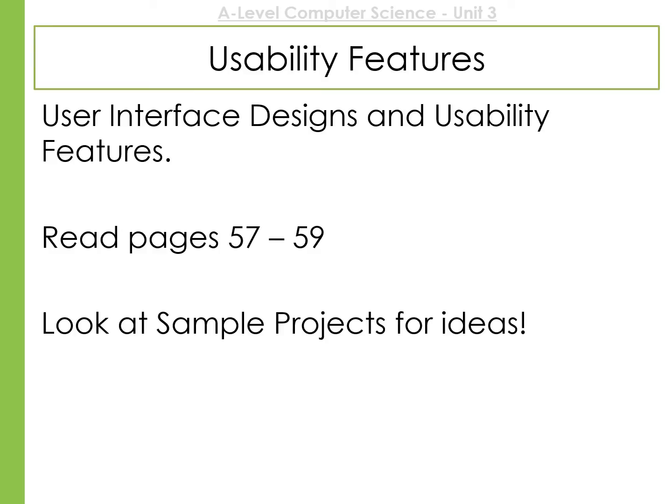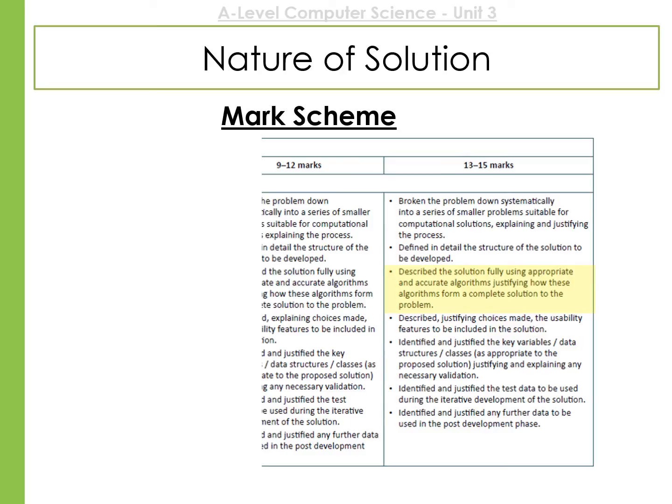Your usability features, you need to create user interface designs. Now you might have already started this, but to help you with this, please read pages 57 to 59 in the book and look at some sample projects for ideas. Here's the mark scheme for this section. Describe the solution fully using appropriate and accurate algorithms, justifying how these algorithms form a complete solution to the problem. Again, look at the language that it's using. Accurate algorithms which are justified. These need to be appropriate to your solution.